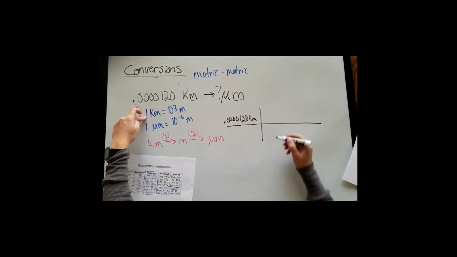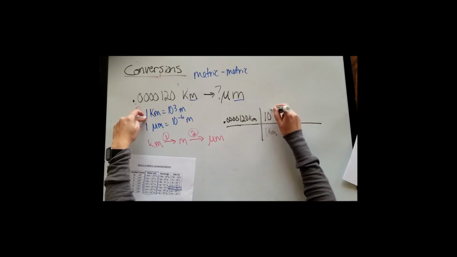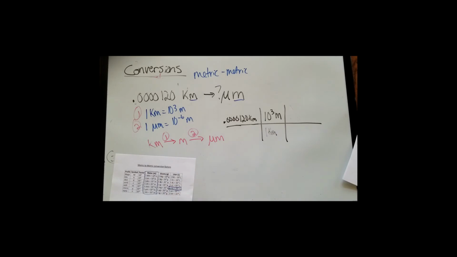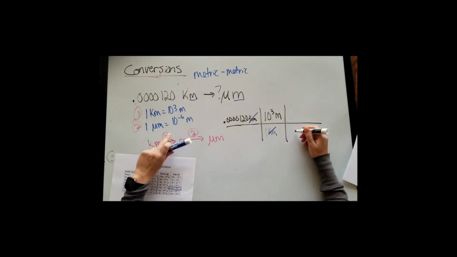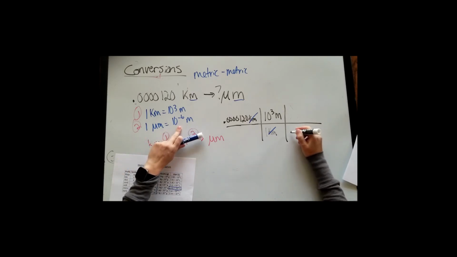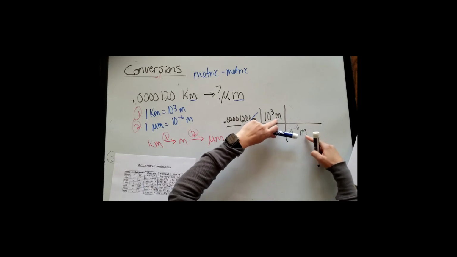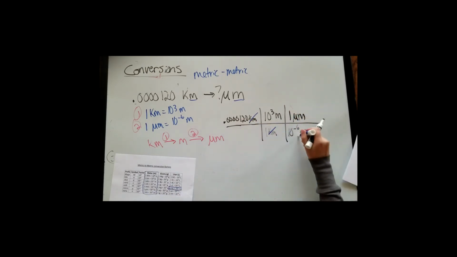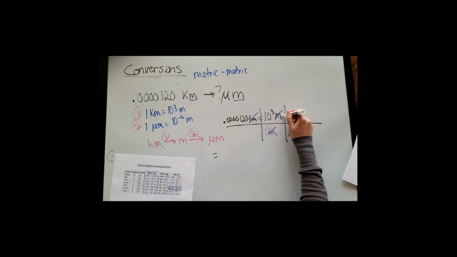Starting with conversion factor number 1, putting the kilometer portion on the bottom, the 10 to the 3rd meters on the top. Canceling out my kilometers, opposite sides of the horizontal line. Next, my second conversion factor, putting the 10 to the negative 6th meters on the bottom so that meters are on opposite sides of the horizontal line. Multiply across, divide what's on the bottom.